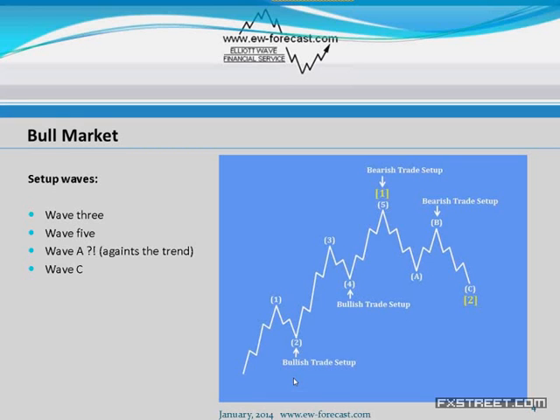On live market, it's not always like this. But if you like to trade with this methodology, it gives you an edge if you know where to put your stops, because it gives you the parameters with the wave 4 and wave 1 and wave 2.